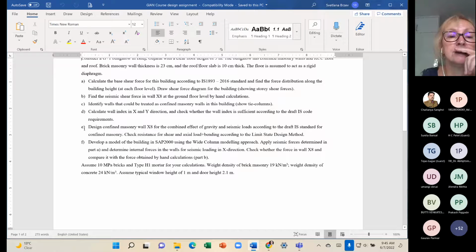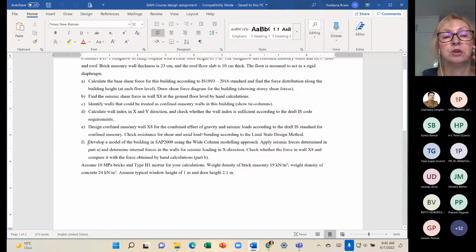Then the next thing, part E, which you will be able to do on Thursday, is to design confined masonry wall X8 for the combined effect of gravity and seismic loads according to the draft Indian code. Check resistance for shear, axial load and bending according to that code. And we will use the limit states design approach. As I said, it could be done otherwise, with allowable stress, but that is not done.